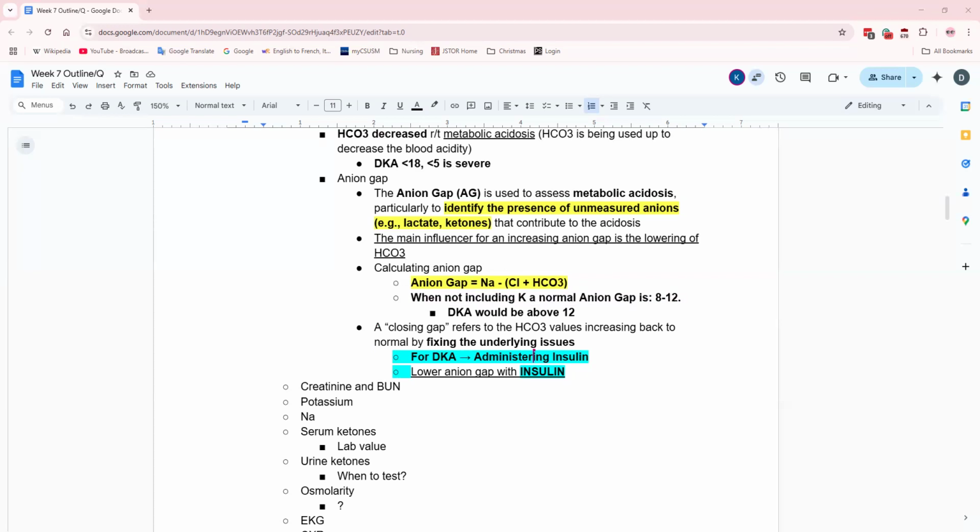Because your fluids are going to help, and you're right that we do have to give fluids, but insulin is the thing that actually lowers your anion gap. So just keep that in mind.